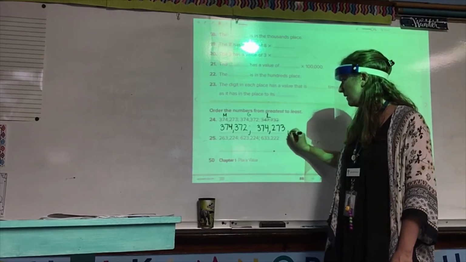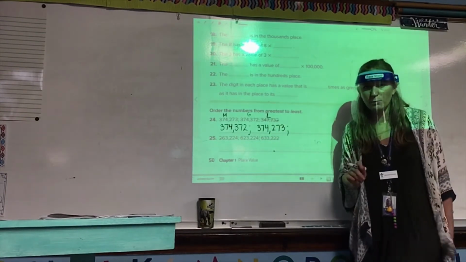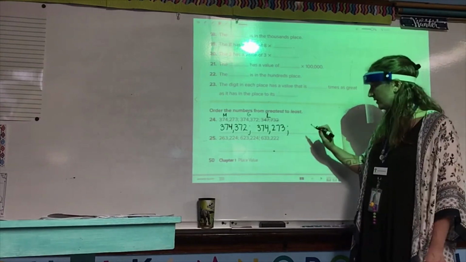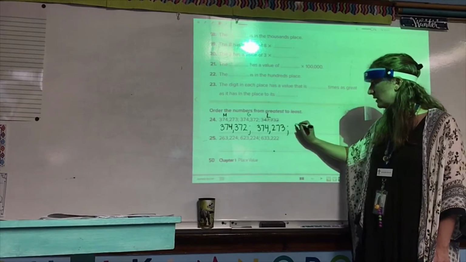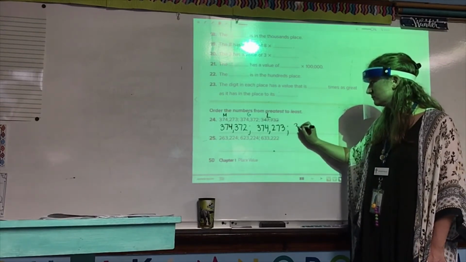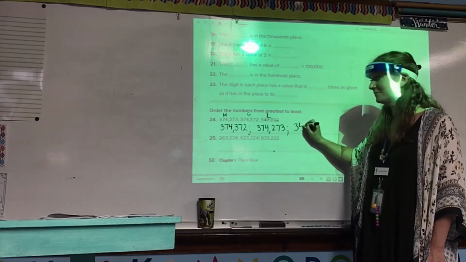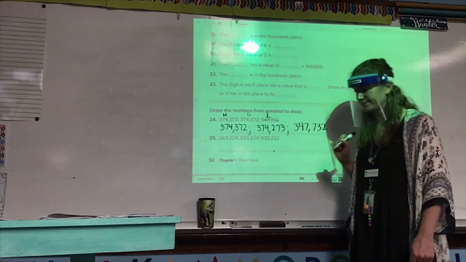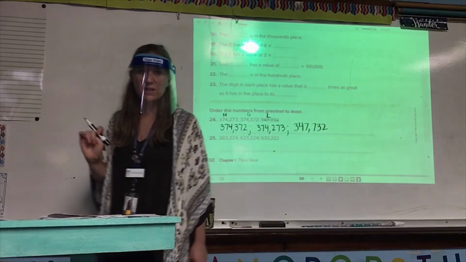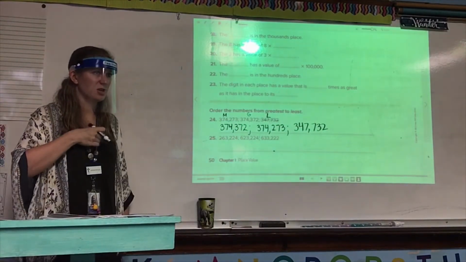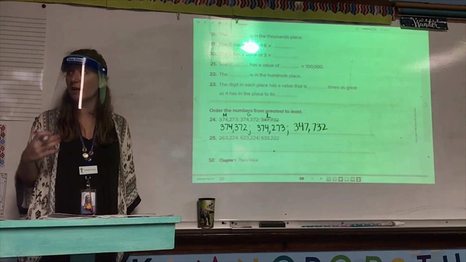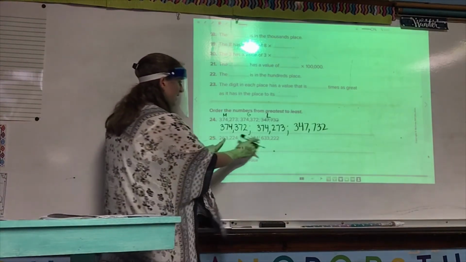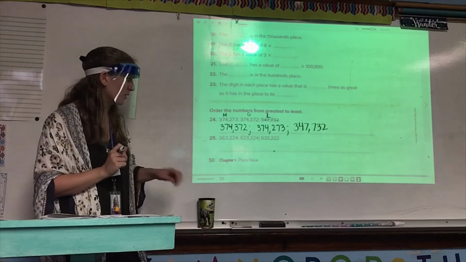374,273. Good. And then my last number will be the number with which letter above it? L. L for least. So my least number is 347,732. Very good. So does everybody see we don't necessarily need our place value chart for everything? It was very helpful while we were learning. But once we learn, we don't need it because once we look at that number, we know exactly what place each one is in.